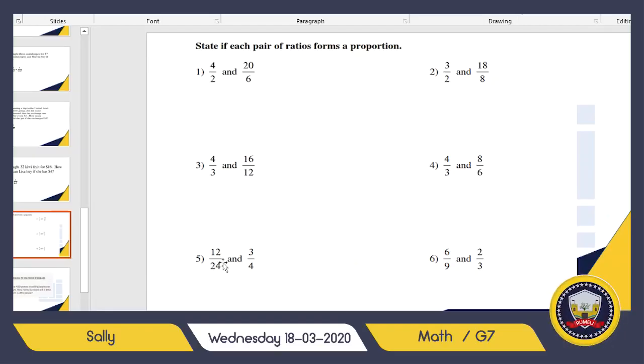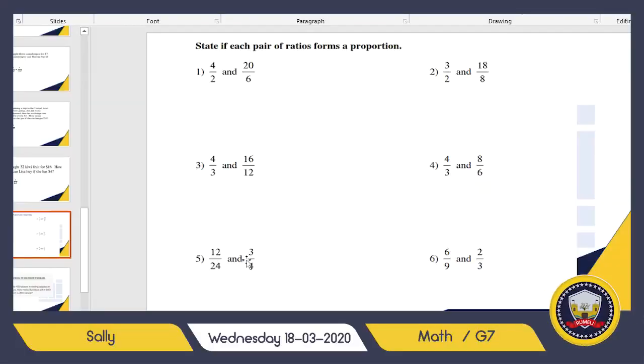Let's take number 5. 12 over 24 and 3 over 4. We're just gonna cross multiply. 12 by 4 equals 48. What about 24 by 3? 24 by 3 will give me 72. Does 48 equal 72? Of course not. So here I have 12 over 24 and 3 over 4.